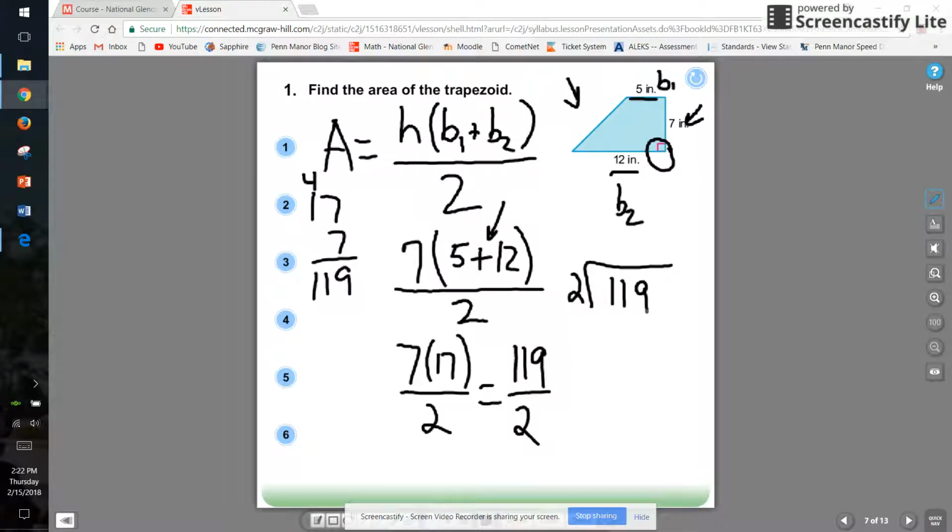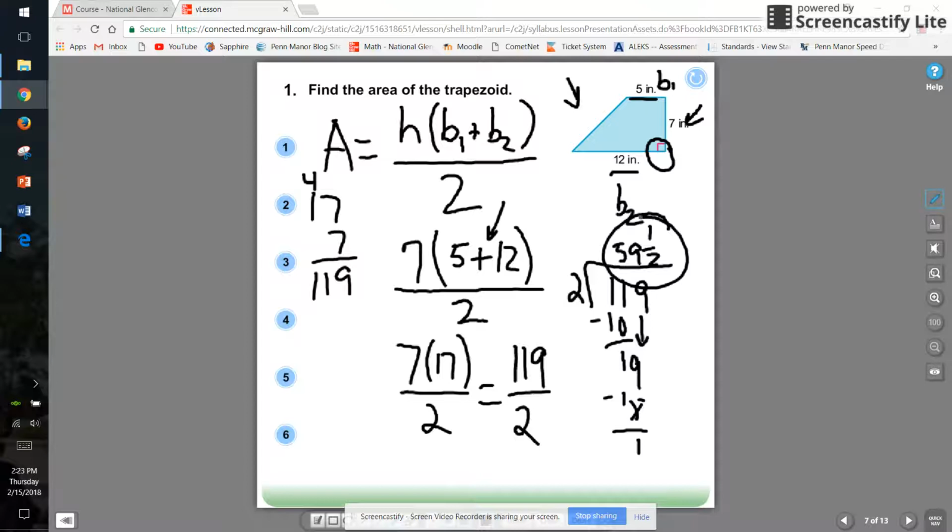2 goes into 0. Nope. 2 goes into 1. Now 2 goes into 11. It sure does. 5 times, which gives me 10. So 1. Bring down the 9. 2 times some number gives me 19 without going over would be 9, which is 18. 1. And that 1 remaining is 1.5. Ladies and gentlemen, the area of that trapezoid is 59.5 inches.